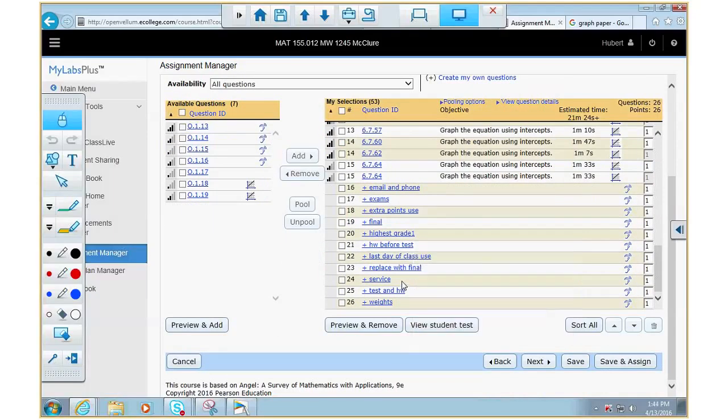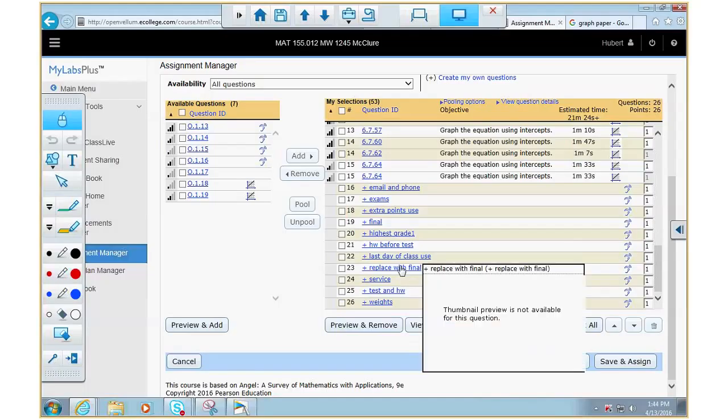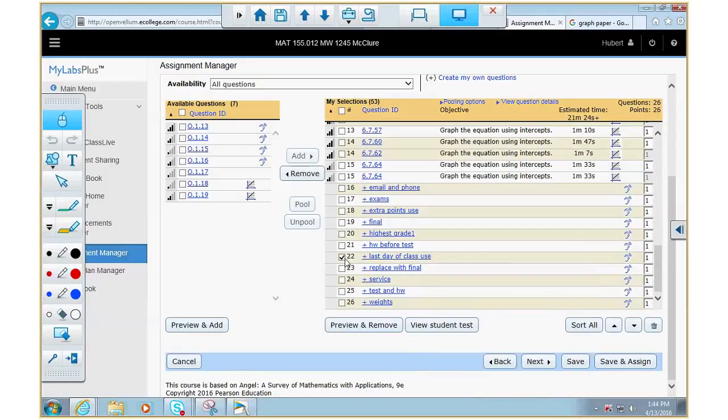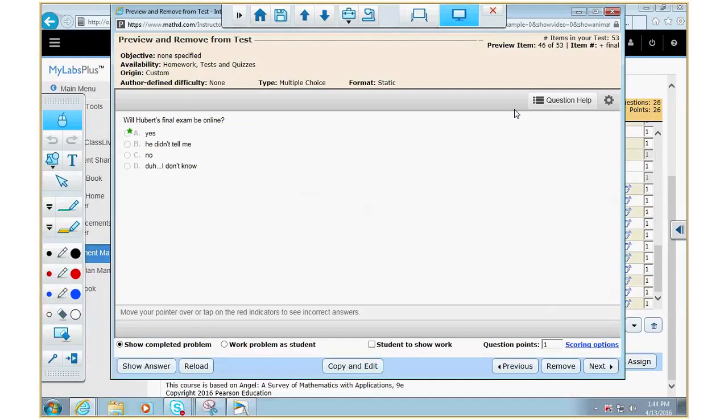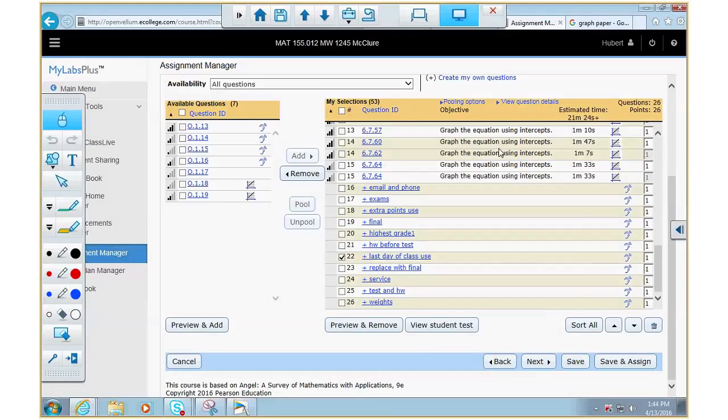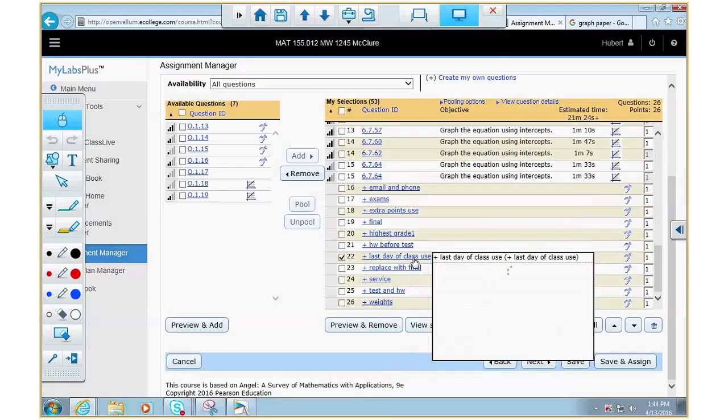Hold on, I'm doing something. Hold on. Last day of class. There's another one. Last day of class and finals. Yeah. No, that's not what I want. It's not on here.